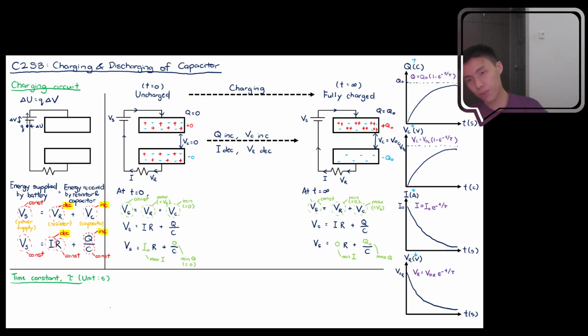Right now I'm going to write down the definition of a time constant, but we actually need to really understand the meaning of it. So let me just write it down first before I explain. It's the time taken for something to something of its maximum value.